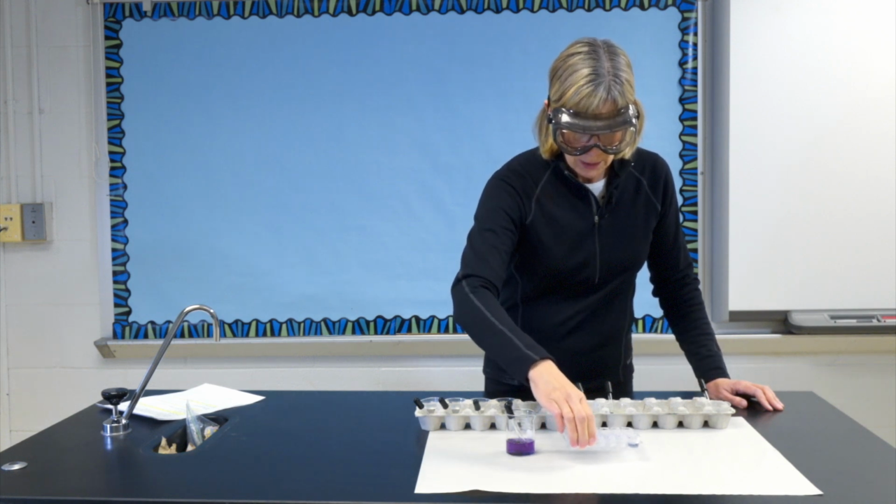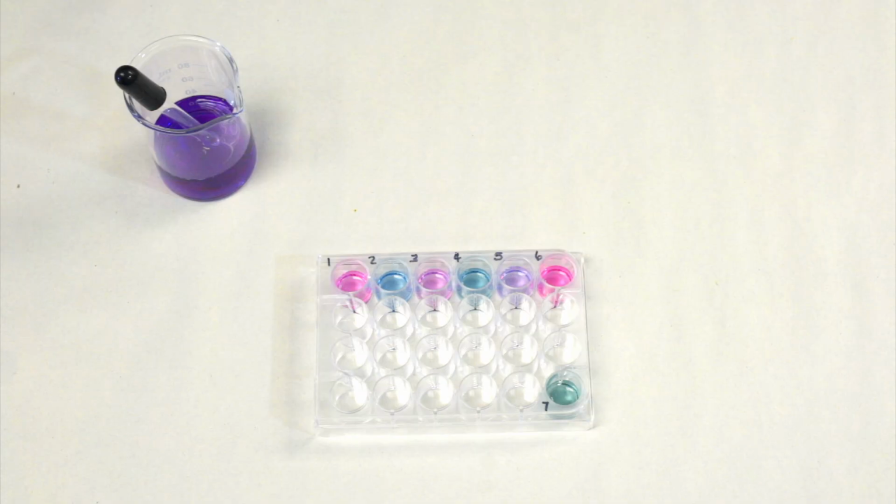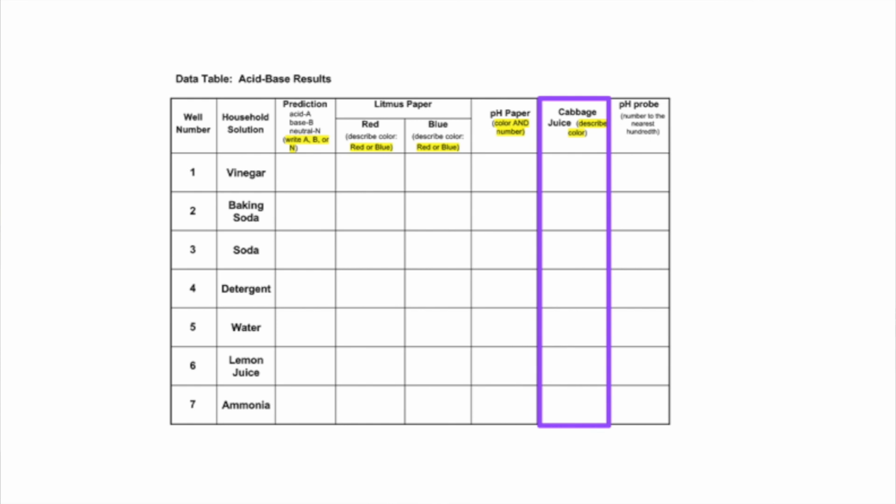I'm going to make sure these get mixed up well enough. And now you can see a color comparison for the different solutions in cabbage juice. Describe the color seen in each well in column 7 of your data table.